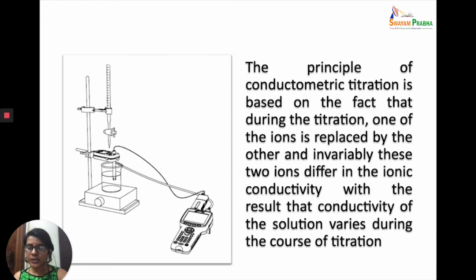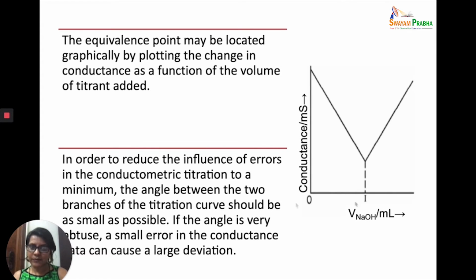How do we get the equivalence point? We cannot just simply know the value of equivalence point by doing the titration as in the visual indicator. We have to plot a graph. We plot a graph of conductance versus volume of titrant, similar to what we do in the pH metric titration curve, where we plot pH versus volume of titrant. When we get a graph like this, conductance versus volume, and when we get a graph like this where the two lines meet or the two curves meet, this is called as the equivalence point.